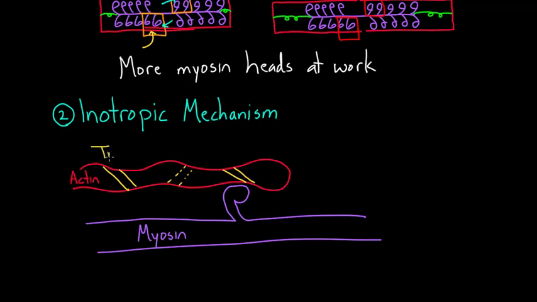So this is our tropomyosin. Again, you can think of it as a chaperone, right? Just protecting that actin. And the thing that's going to help us move the tropomyosin out of the way is none other than our friend troponin. So this is our troponin, and troponin is going to scooch the tropomyosin away.